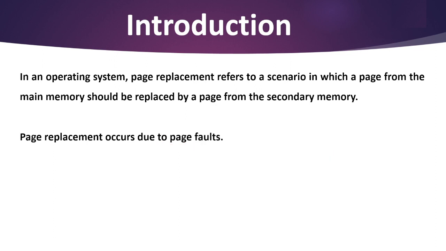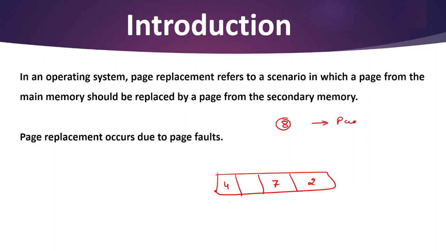Let's take an example. Suppose a page whose request the CPU has made is not available in the frames. Let's say here we have a frame of 4. CPU wants to access the value 8, but as you can see here, value 8 is not available anywhere. So here we have one page fault.